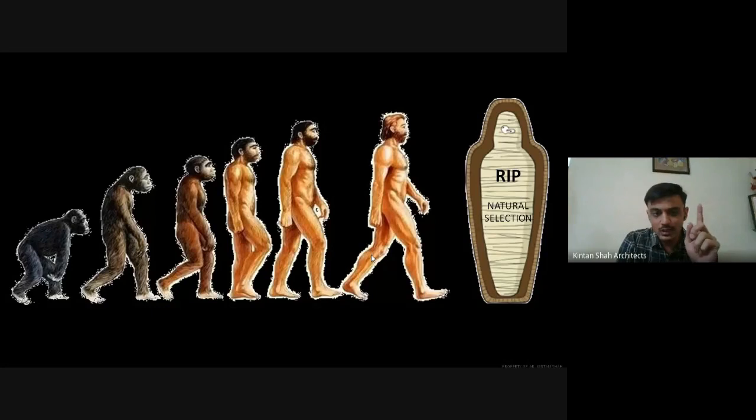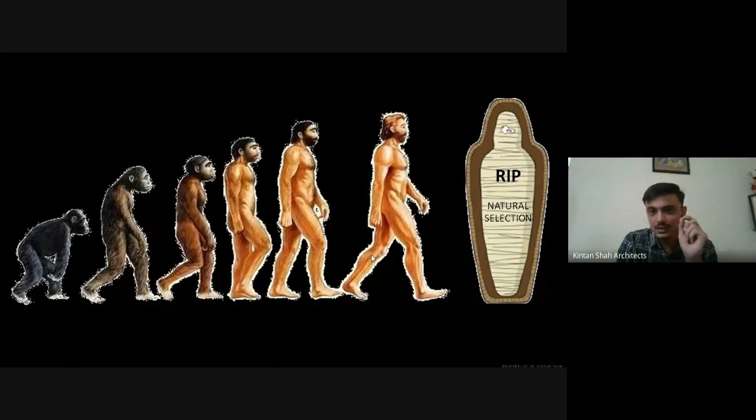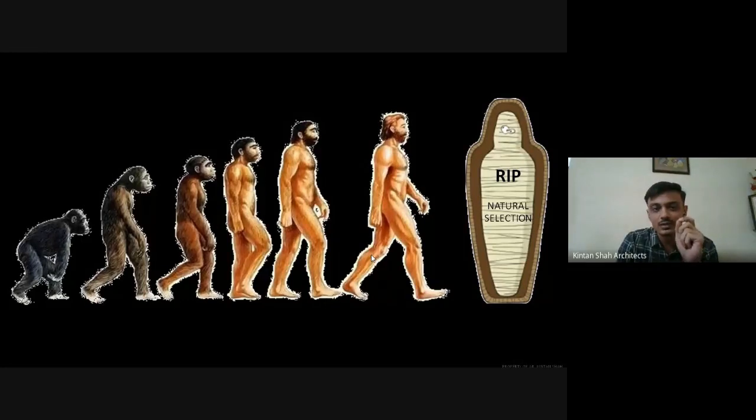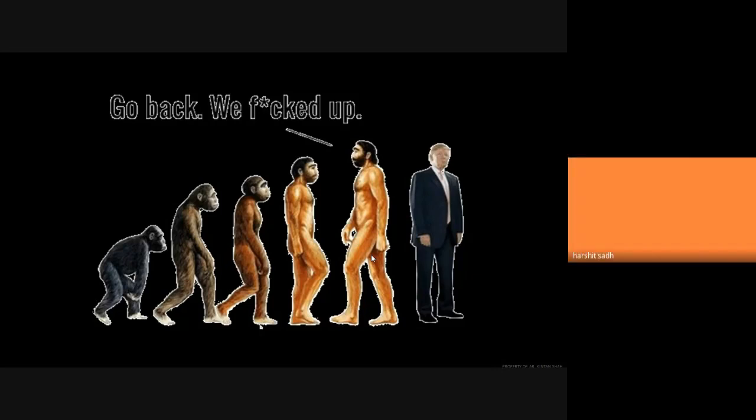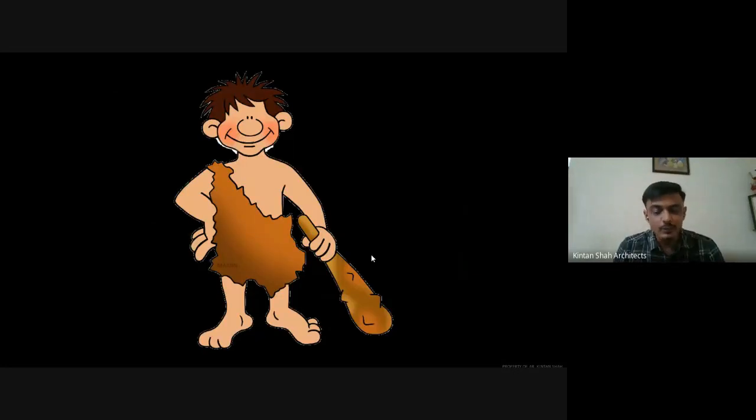But what we need to keep in mind is that we made a wrong decision somewhere in that process of natural selection, and we messed up, basically, right? So where did that mistake happen? That is what we need to understand. So this image probably speaks a lot. It might be a small cartoon or a graphic for people, but I take this as a very serious image.